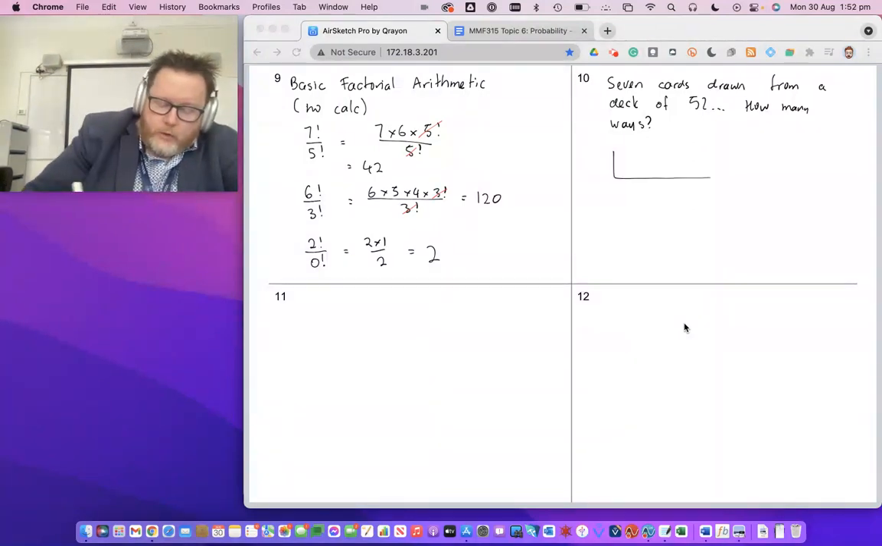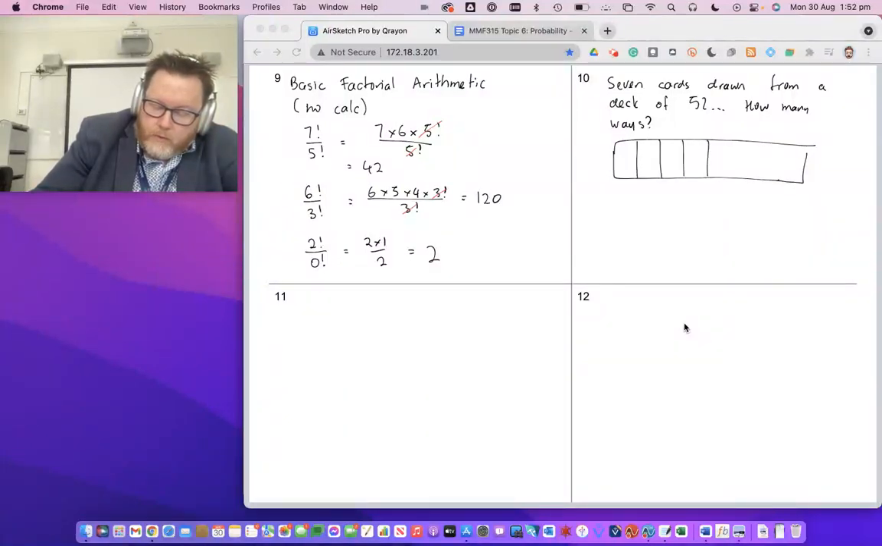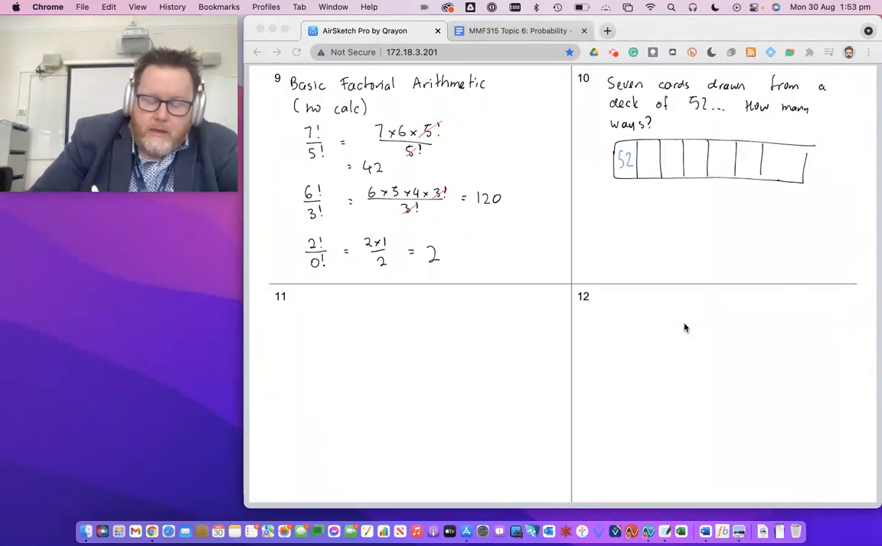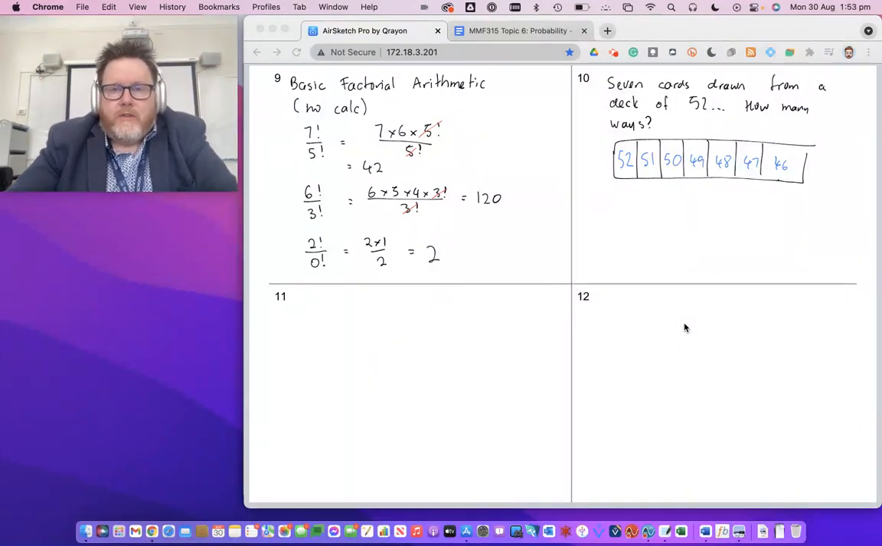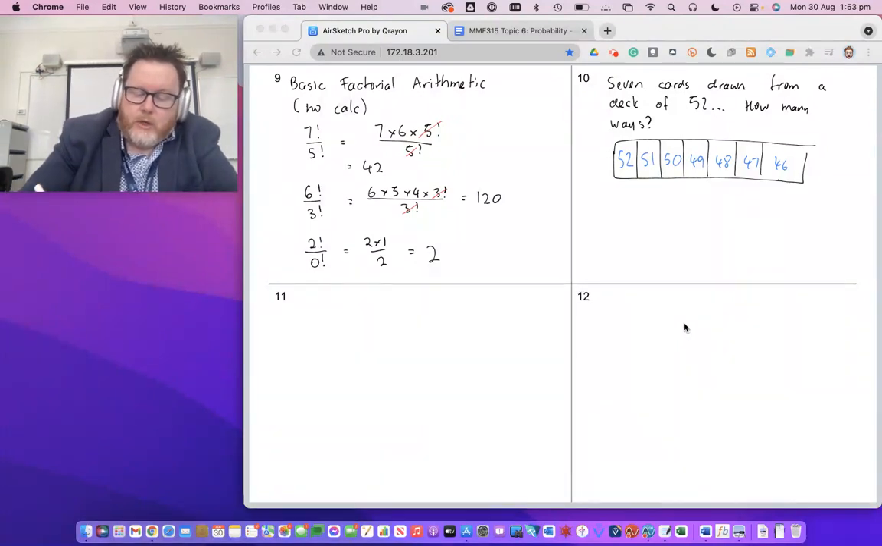So we start off with our little tray again. I need 7 slots this time. 1, 2, 3, 4, 5, 6, 7. Yep. And so we would have, I'm going to do it in a different color so you can see it a bit better, 52 ways of putting down the first card, then 51 ways of the second card, 50, 49, 48, 47, and 46. Okay, so that would be the calculation. 52 times 51 times 50 times 49 times 48 times 47 times 46. Tedious, but you could do it on your calculator.